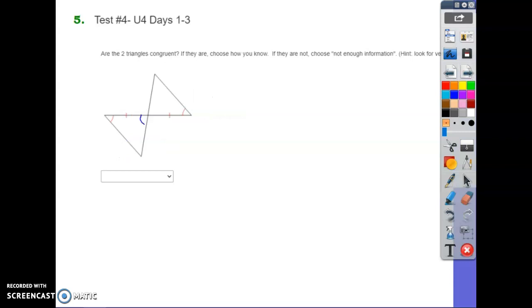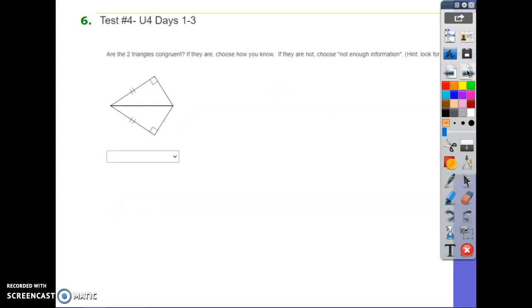Number 5, we do have vertical angles here. I'll put 2 marks since we've already used 1 in the diagram at one point. So we have a side that's included in between 2 angles. So that side has to be in between the 2 angles also in the name. So number 5 is angle, side, angle.